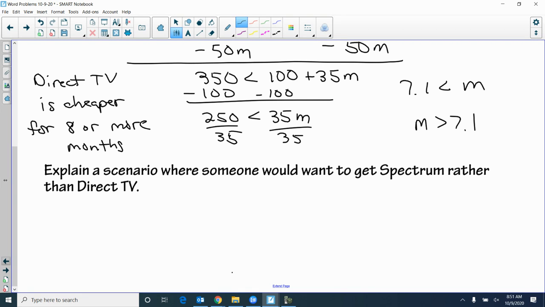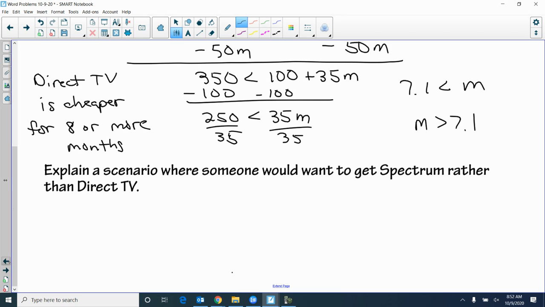If they're only gonna have it for 7 months or below, can anybody think of a scenario where that would happen? Evan? If I just watch football. Okay, you just want to get TV for the football season. Christian, that's exactly right. College. If you're just away for college, it might be less than 8 months, or for a semester. Maybe you have a camper at a campground and you're just gonna need it for the summer. You just need it for the season.